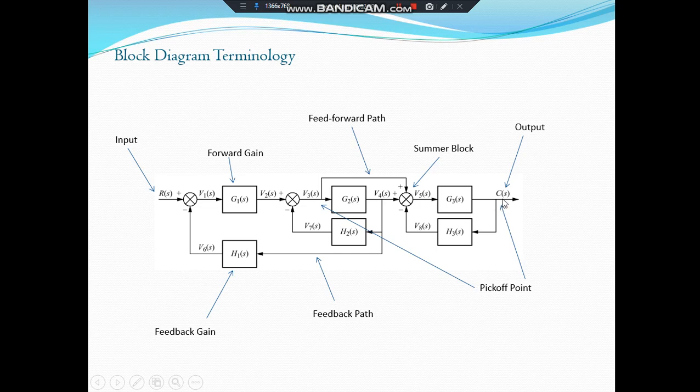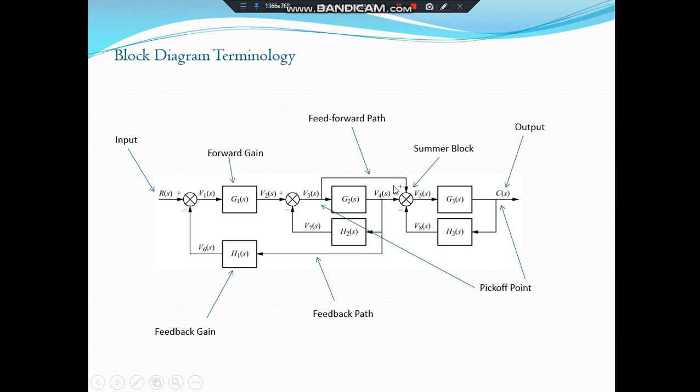C of S is the output of the system, and if there is any branch entering or leaving the forward path without any summing junction, that will be the pick off point. This is our pick off point. This is a pick off point, and this is a pick off point. These both are pick off points, and these two are the summing junctions.